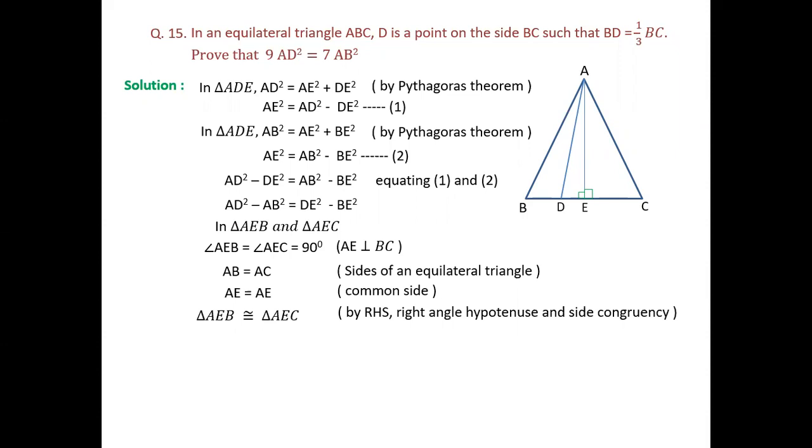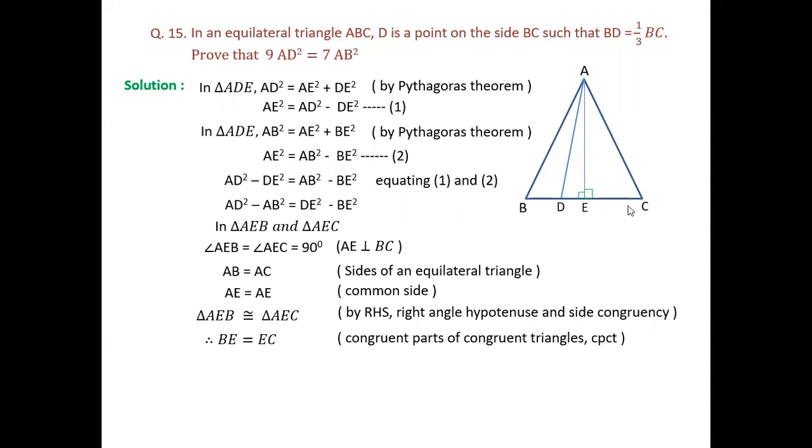So these two triangles are congruent. So what you can say, BE and CE must be equal. Because the triangles are congruent, the corresponding sides must be equal. Why? Because they are the corresponding parts of congruent triangles. Usually you can write it as CPCT. It is understood and accepted by the board also. And now BE and CE are equal.